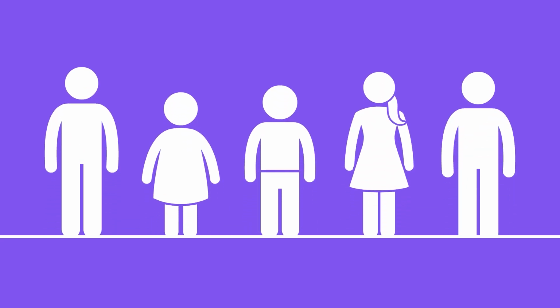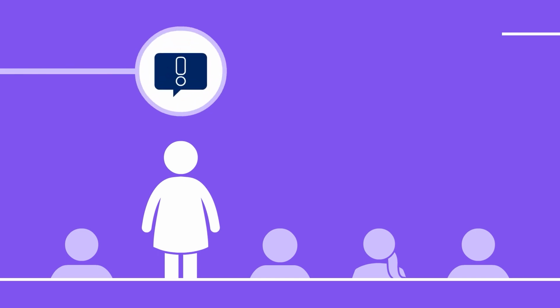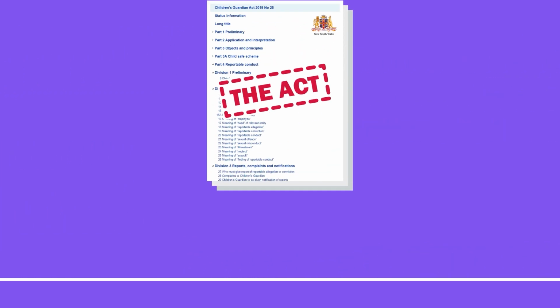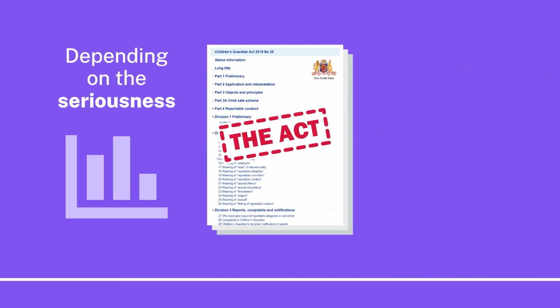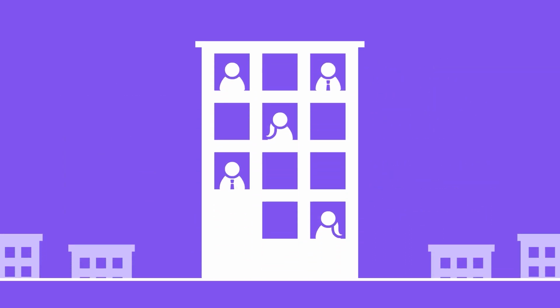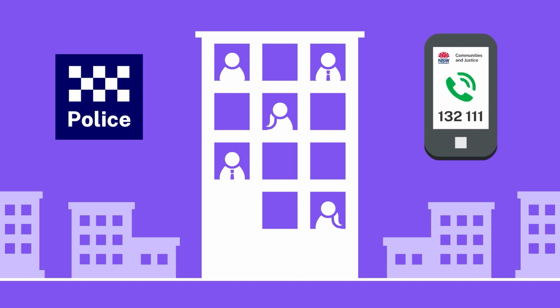If you're an employee of a relevant entity and someone makes a report about you, and that report meets the definition of a reportable allegation, the head of your organisation must take action. In addition to obligations under our Act, depending on the seriousness and type of information reported, your organisation might be required to make a report to police or to the Child Protection Helpline.